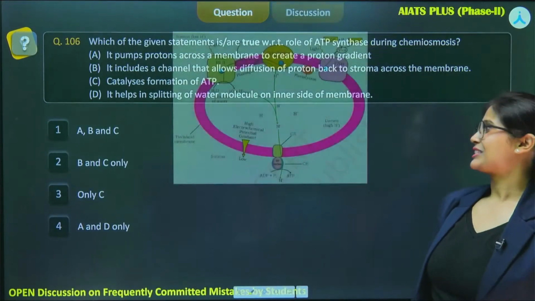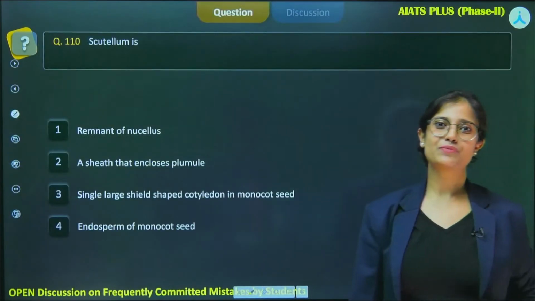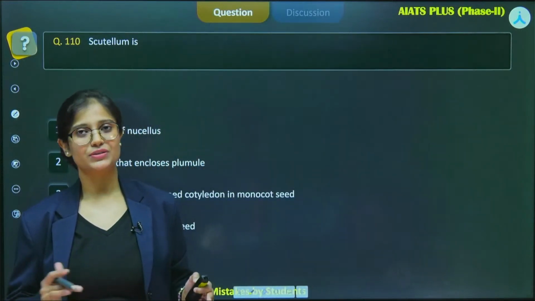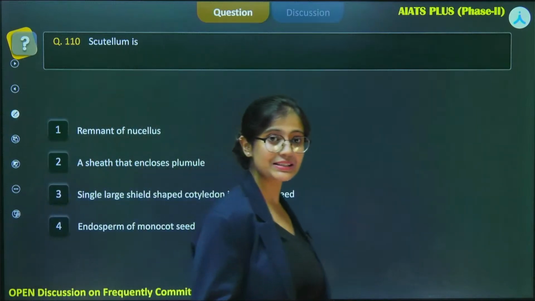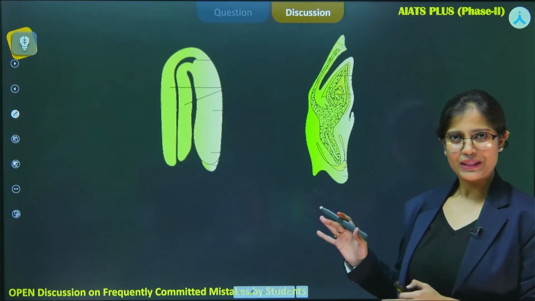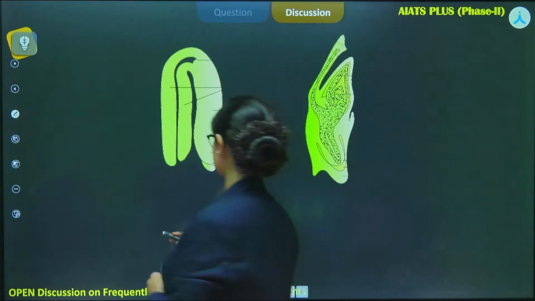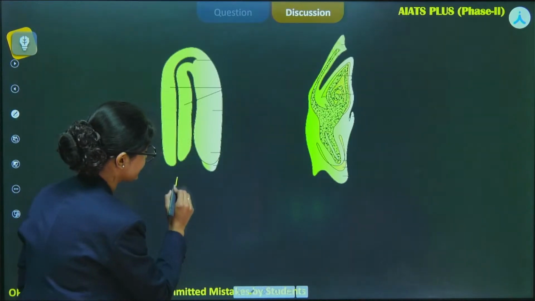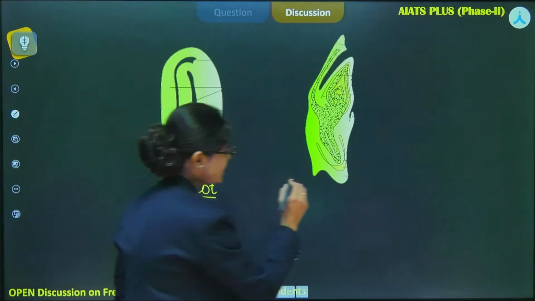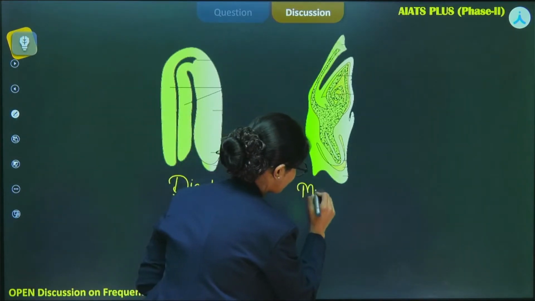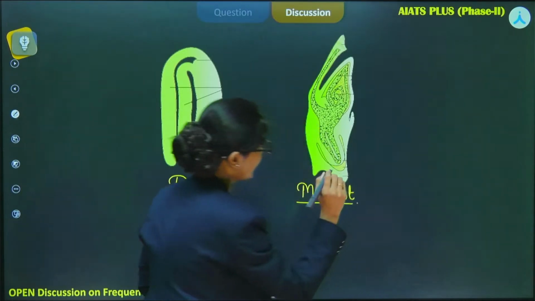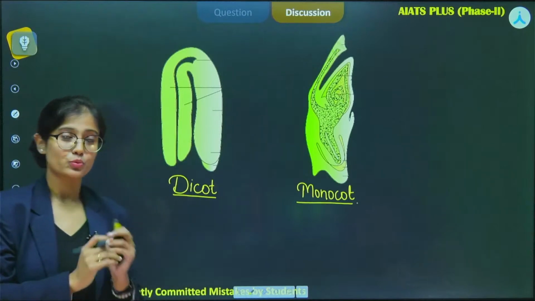Okay? Now let's move ahead to the next question, which is 110, which says scutellum is. So this question is from sexual reproduction in flowering plants. Now let's see. This is the beautiful diagram from the NCERT itself. This is the embryo of dicot, and this is the TS of embryo of monocot. Now let's see what is the difference between them.